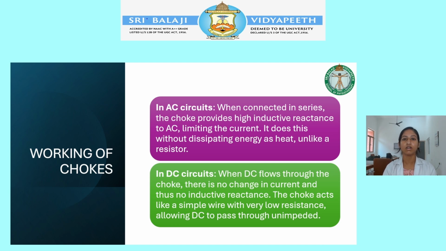So what is the working of chokes? In alternating current, the role of a choke is to provide high inductive reactance, that is, it limits the alternating current with minimal power loss. But in direct current there won't be any change in the current, so there won't be any inductive reactance. It is like a simple wire working on the basis of low resistance, and it allows the direct current to pass throughout the circuit.